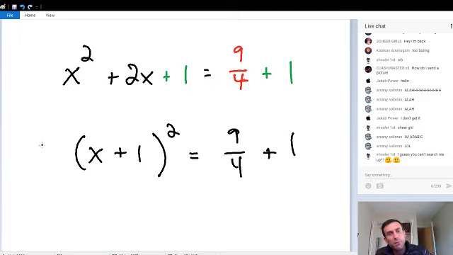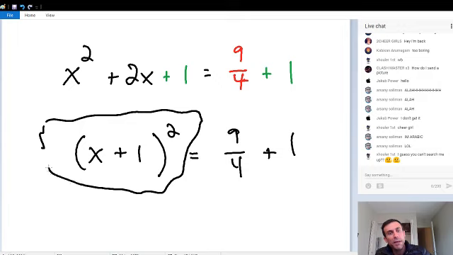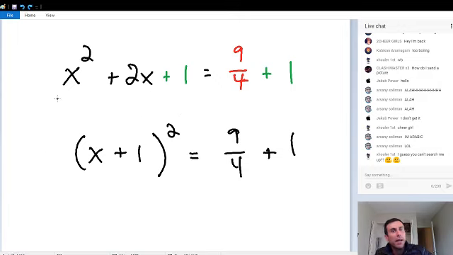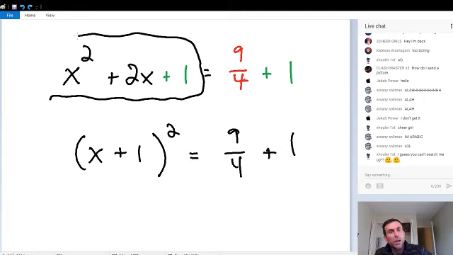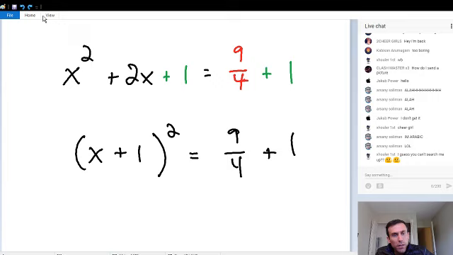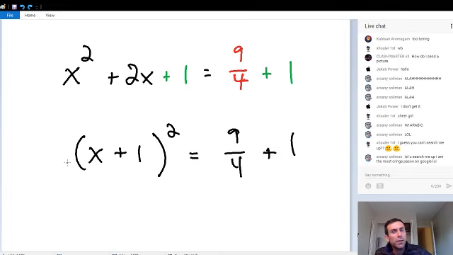Okay, and if you distribute or FOIL the left-hand side of the equation, it's going to be exactly the same as what we started with. So we haven't changed anything one bit. All right, so now at this point, step number 4, we need to solve for x. In order to solve for x, we need to get rid of this squared symbol. To get rid of a square, we're going to square root both sides.